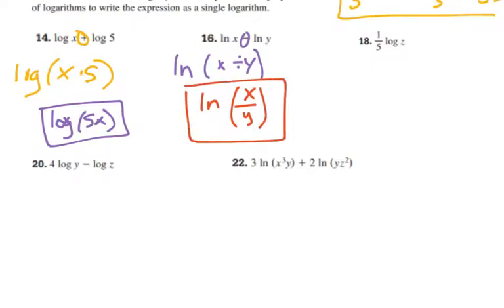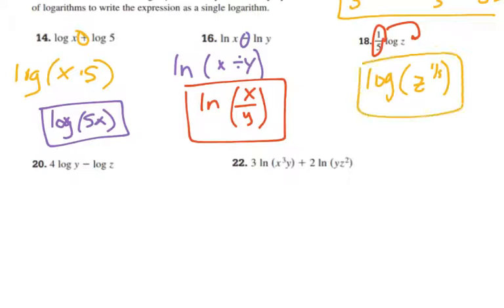The next one here, again trying to write it as a single logarithm, means that this 1/5 is actually part of the exponent. So we've got log of z to the 1/5. Especially because of the shorthand here without the parentheses, it's kind of hard to see where that exponent would go, but it does go inside with the variable itself.